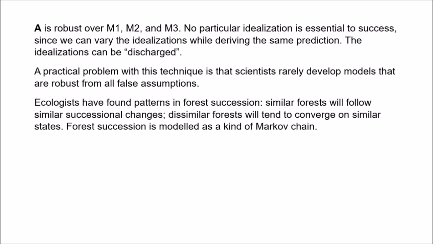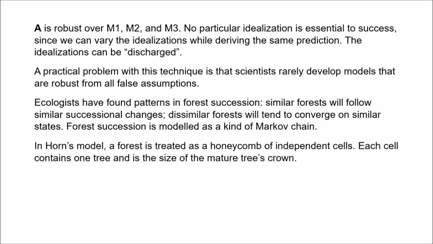This kind of convergence is found in a class of statistical processes known as Markov chains. In a Markov chain, the probability of transition from one state to another depends only on the current state, not on any previous state. And Markov chains can settle into a characteristic pattern, even when they have different starting conditions, just like is seen in the forest. So ecologists started to model forest succession as a kind of Markov chain. The precise details aren't particularly important, but Odenbo considers some of the models developed by the ecologist Henry Horne. In Horne's first model, a forest is treated as a honeycomb of independent cells, where each cell is occupied by one tree and the cell is the size of the mature tree's crown.